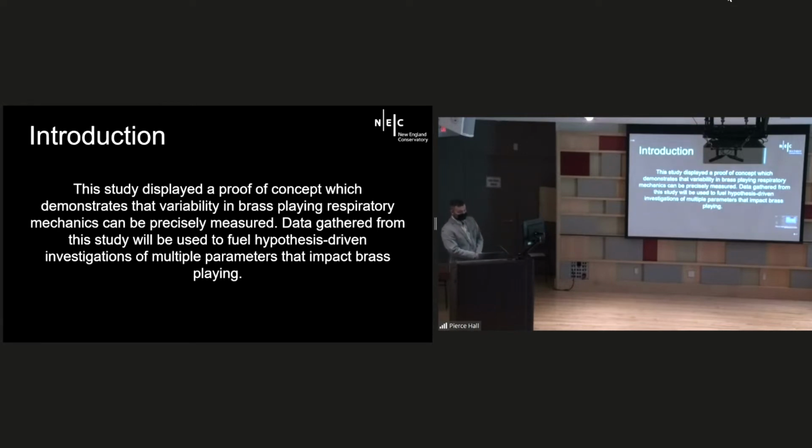This study displayed a proof of concept which demonstrates that variability in brass playing respiratory mechanics can be precisely measured. Data gathered from this study will be used in future iterations of the study to fuel hypothesis-driven investigations of multiple parameters that impact brass playing. This is significant because it has the potential to be transformed into a tool for evidence-based teaching in the field of brass pedagogy, which is something that isn't often seen, but it's something that I'd like to see incorporated to eliminate, simply speaking, guesswork in pedagogy, which is a really interesting way of approaching technique in brass playing.